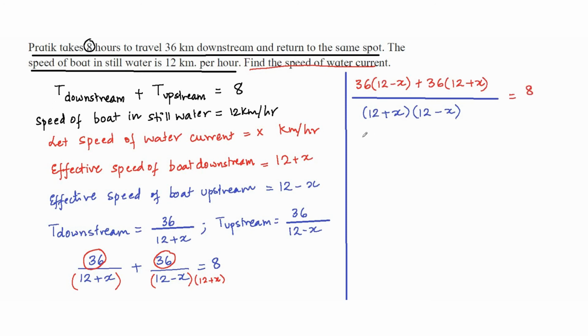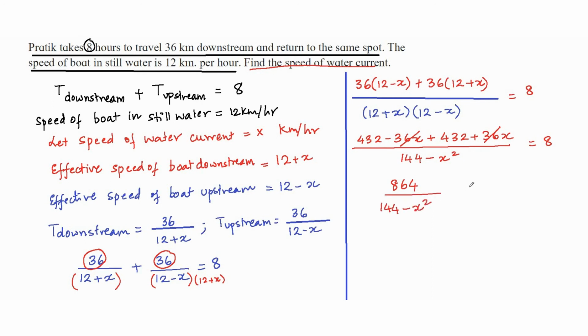Opening up the brackets, 36 12s are 432. So 432 minus 36x plus 432 plus 36x, the whole divided by 12 plus x into 12 minus x, which is 144 minus x square, is equal to 8. Minus 36x plus 36x cancels. 432 plus 432 becomes 864 upon 144 minus x square is equal to 8. Now 864 and 8 are divisible, I get 108 and this becomes 1.